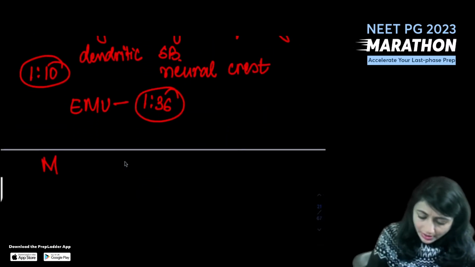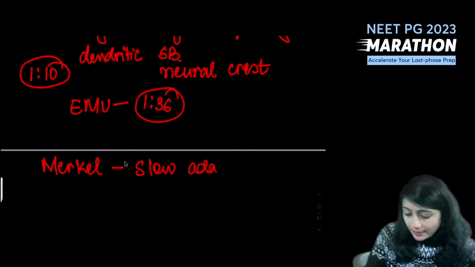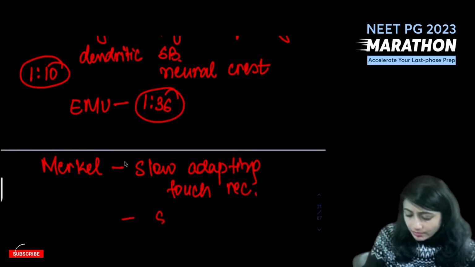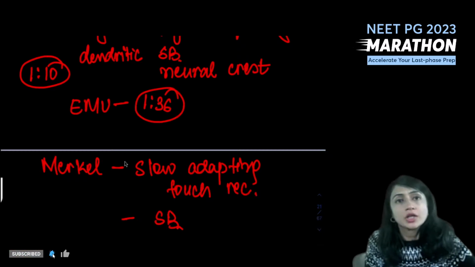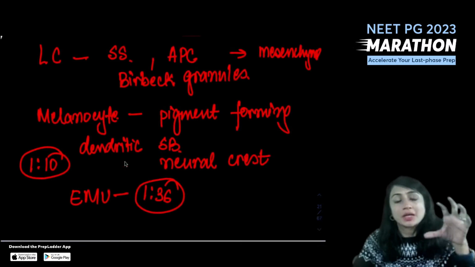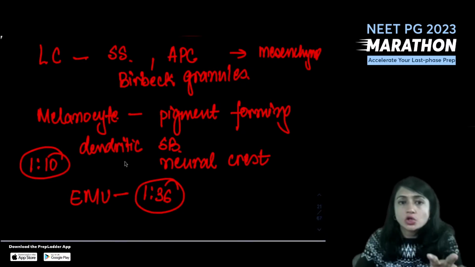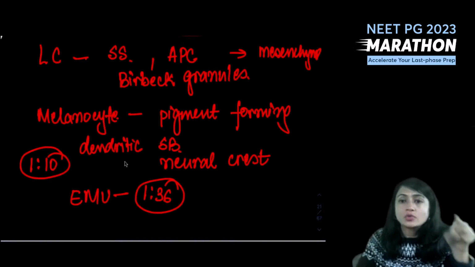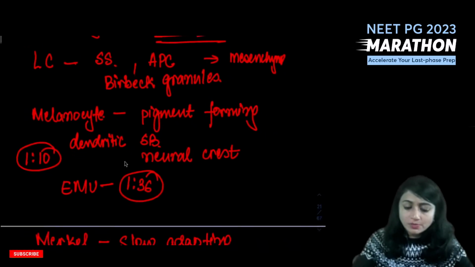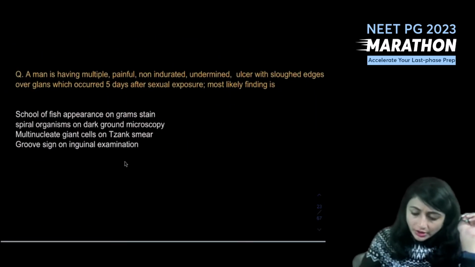Then coming to Merkel cell. Merkel cell is a slow adapting touch receptor, which is again present in the stratum basale. Okay. So don't get confused. These are the 4 cells that are present in the epidermis. You should know that Langerhans cells are in stratum spinosum, keratinocytes in all layers, and these 2 cells, melanocyte and Merkel cell, both MM, are present in stratum basale. And you should know these basic features about all these cells. Okay. Coming to the next question.